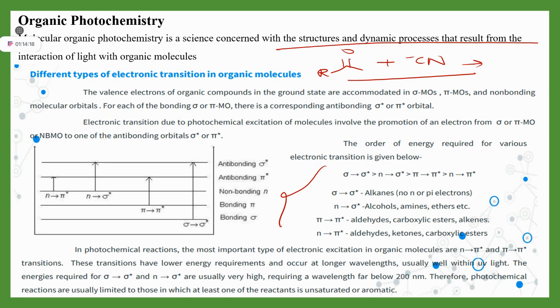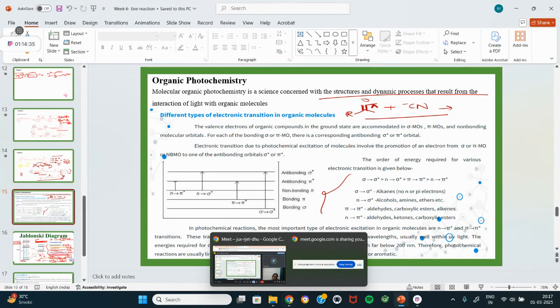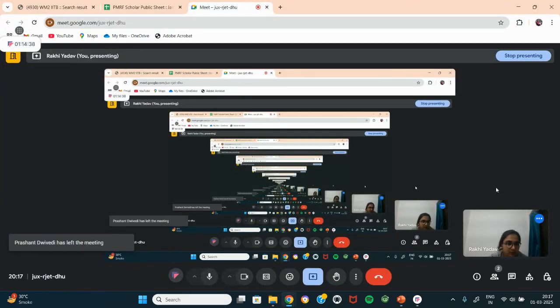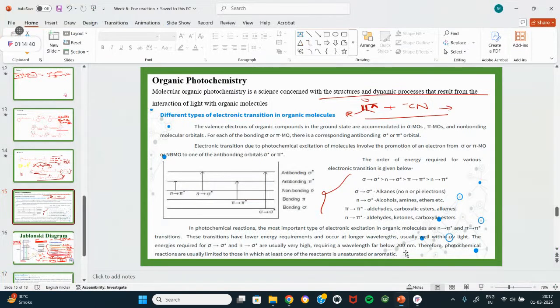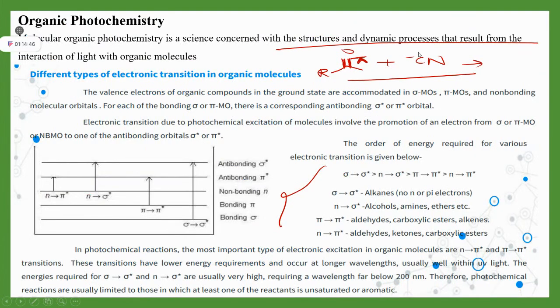Is this C double bond a pi bond or sigma bond? Pi, no? So since the nitrile is having a lone pair, this is n and this is pi. But it requires a vacant orbital. So obviously pi star will be vacant. So this is your n to pi star transition.